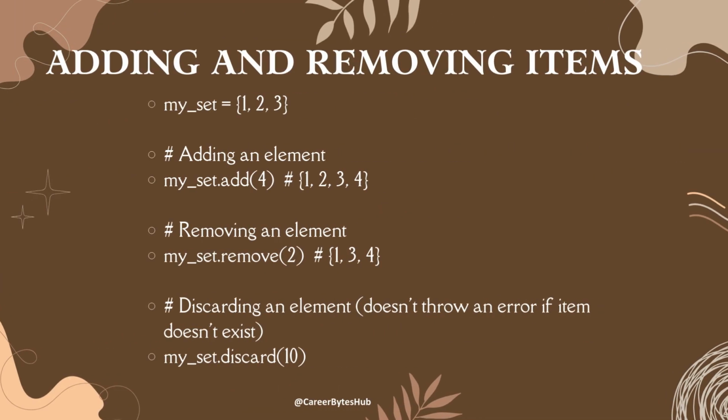Now, let's move on to some common set operations. Since sets are mutable, you can add or remove elements dynamically. Use the add method to insert new elements and the remove method to delete existing ones. If you try to remove an element that doesn't exist, Python will throw an error. To avoid this, you can use the discard method, which removes an element only if it exists.